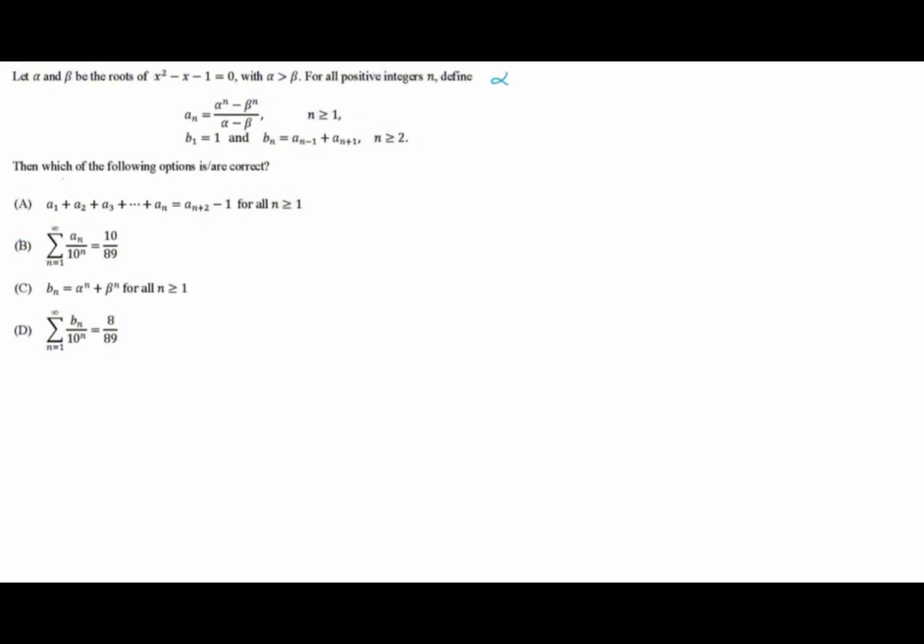We know that alpha plus beta is 1, alpha beta is -1, and alpha minus beta is also required, which is square root of 5. And we also know alpha is equal to (1 plus root 5) by 2, and beta is (1 minus root 5) by 2 because alpha is greater than beta.